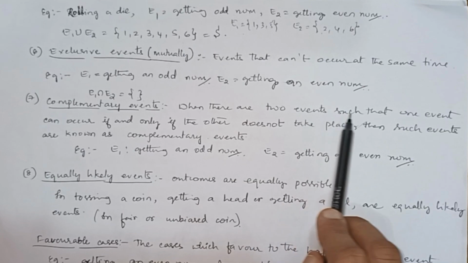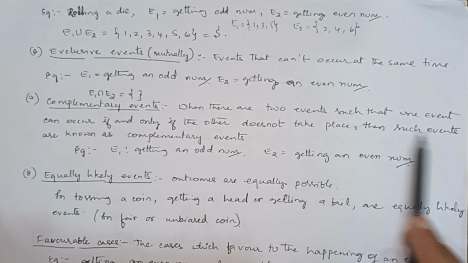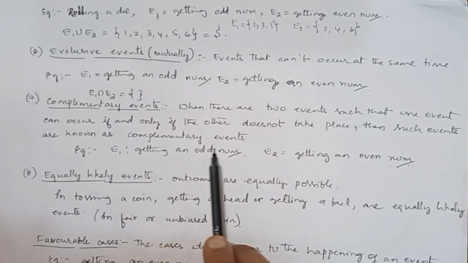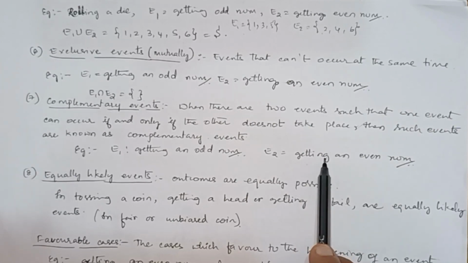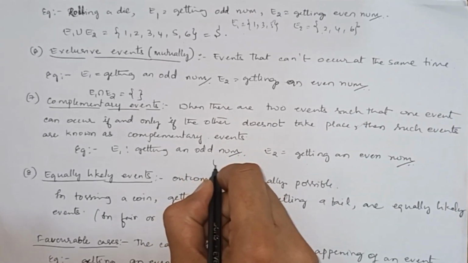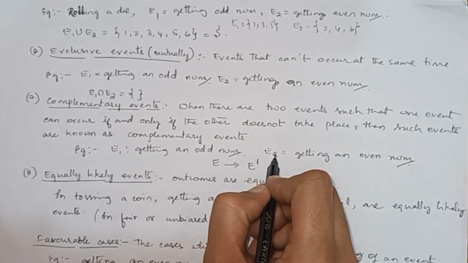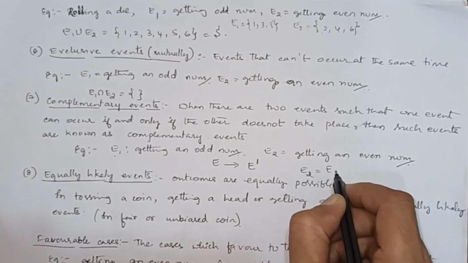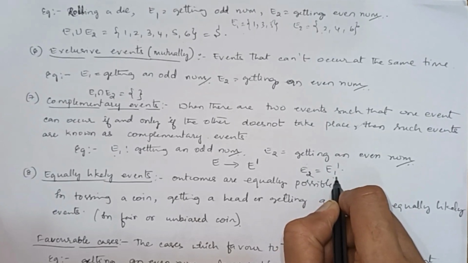Next, complementary events. When there are two events such that one event can occur if and only if the other does not take place, then such events are known as complementary events. The name itself says it. E1 is getting an odd number. When this event happens, getting an even number can never happen. So, these two events are complementary events. If E is an event, then its complementary event is usually denoted as E dash. Therefore, E2 and E1 are complementary events. So, E2 equals E1 dash. This is one representation for complementary events.